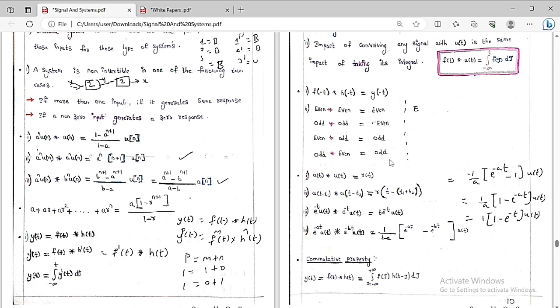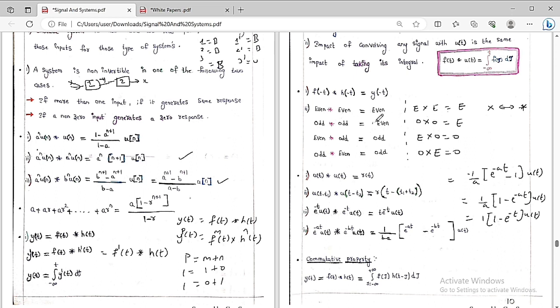So, even signal into even signal is an even signal. Odd signal into odd signal is an even signal. Even signal into odd signal is an odd signal. Odd signal into even signal is an odd signal. Convolution and multiplication are the same here. The concept is not the same, but the properties are the same. Therefore, we can say the convolution or the multiplication of two even signals is an even signal.